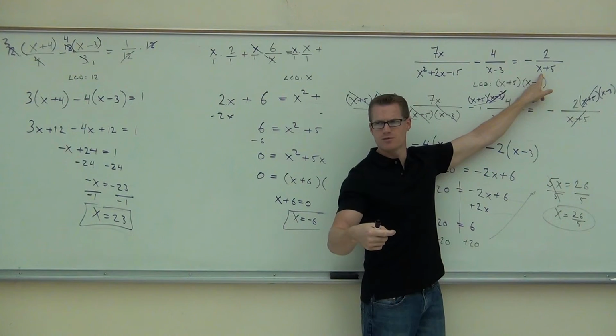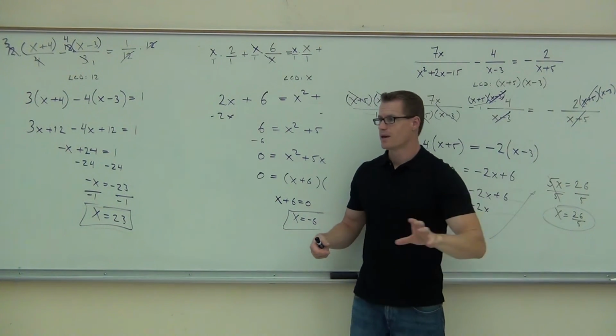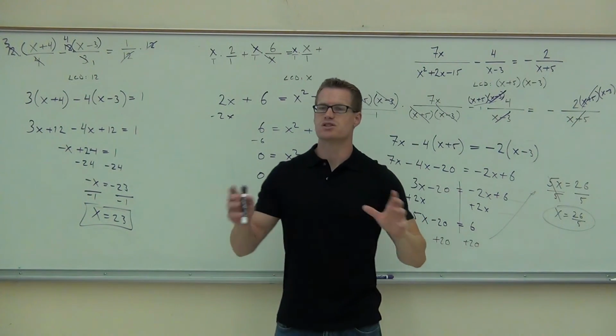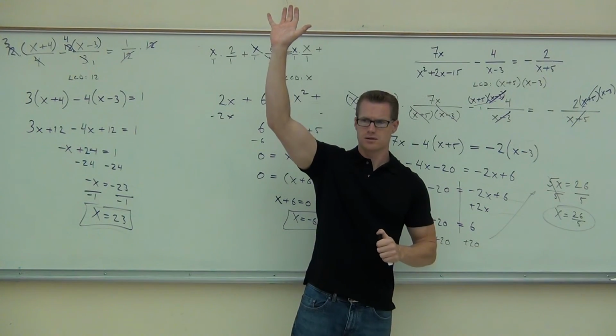Remember talking about the domain stuff? So you check that. Just make sure that this number is not going to give you 0, and you're okay. That's a solution. If it gives you 0, then you cross it out. It's not a solution. We've understood that problem. Good. All right.